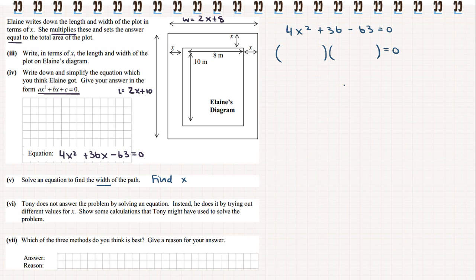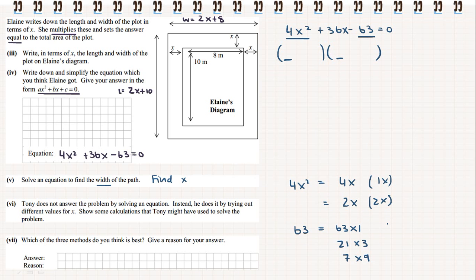So I have to consider the factors of 63 and the factors of 4x squared. For 4x squared, we have two options. We have 4x multiplied by 1x, or we have 2x multiplied by 2x. For the factors of 63, we have 63 multiplied by 1, 21 multiplied by 3, and 7 multiplied by 9. So we're going to try the factors 2x and 2x first. And let's try 7 and 9. Because it's going to give us plus 36x, the bigger number will probably have the plus sign. So now we need to check. 9 by 2x gives us 18x.